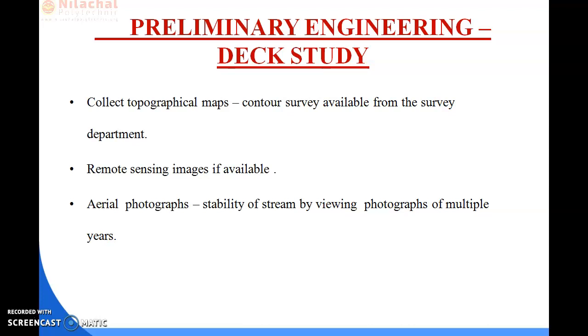Next point: a brief description of the reason for the selection of a particular site should be furnished in the investigation report, along with salient details of alternative sites investigated and rejected.